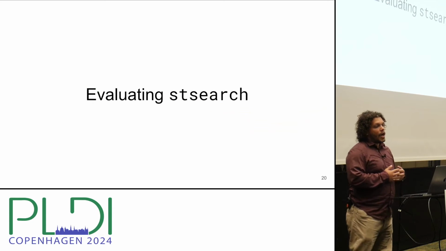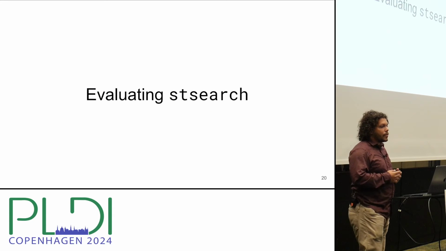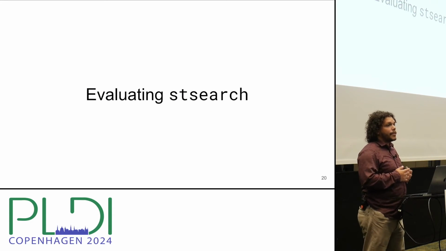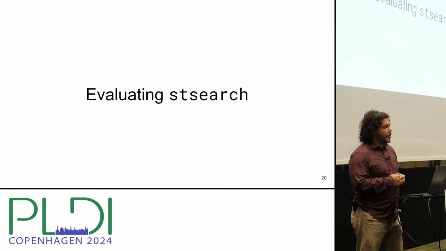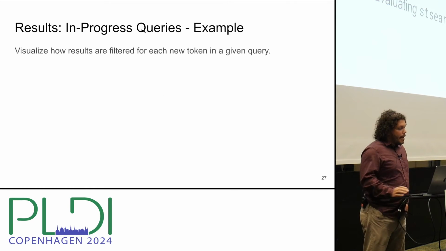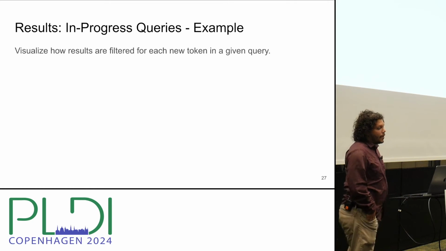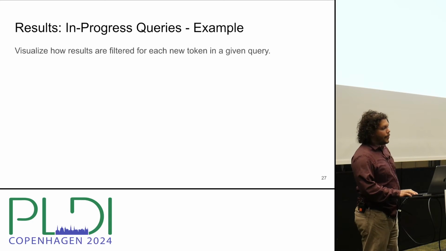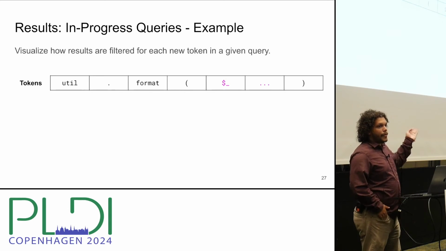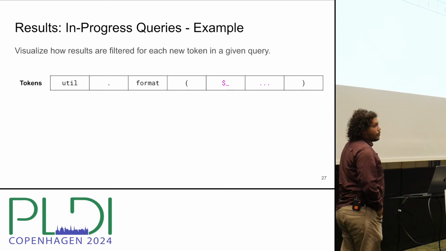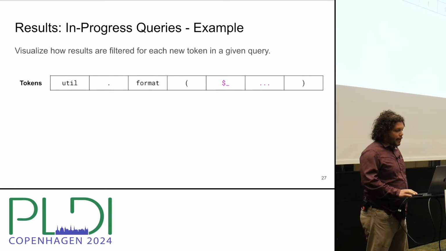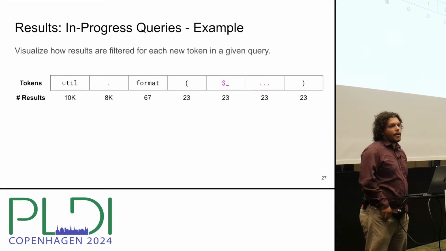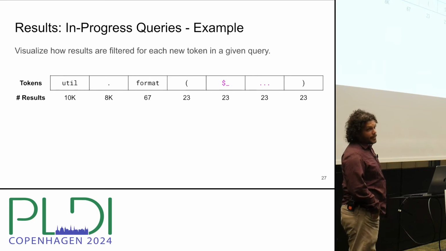OK, so how about evaluating our tool? So in the paper, we have a bunch of different results, but I'm going to focus on the ones that we did to evaluate this idea of supporting in-progress interactive queries. So first of all, let's take a look at an example query. If we have a query created by the following tokens, what we can do is search all prefixes of this query and see how many results we get. And this is more or less what happens in our benchmark for this specific query.